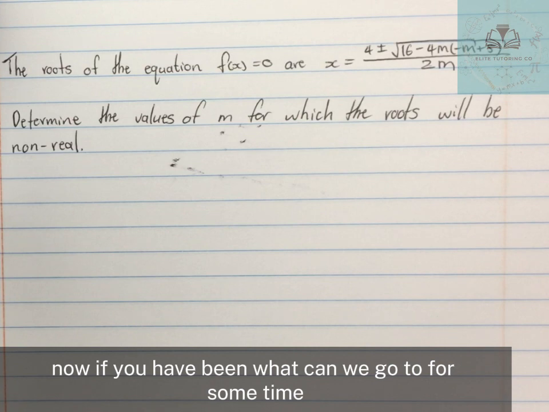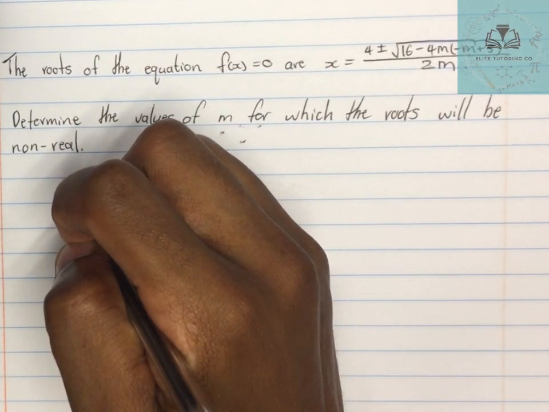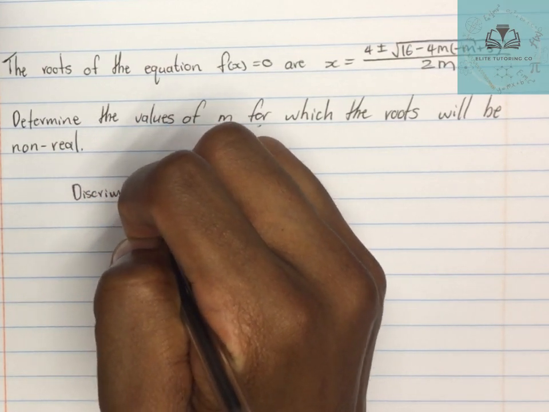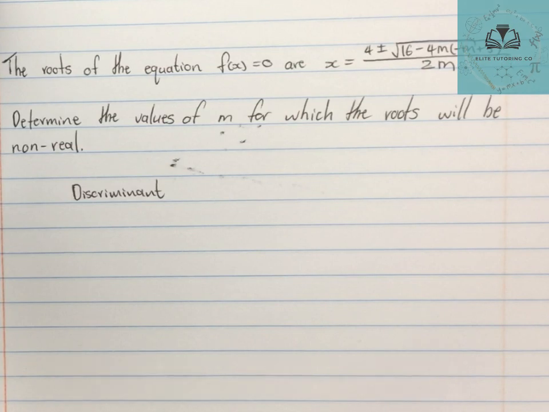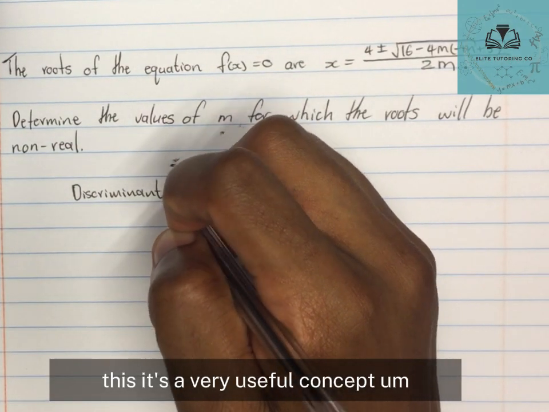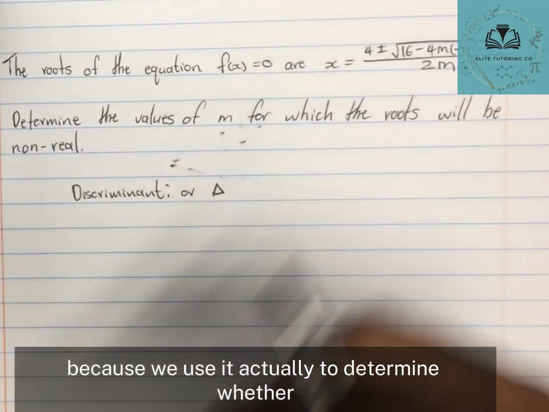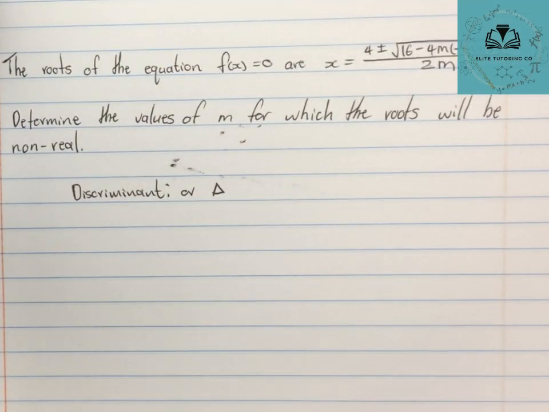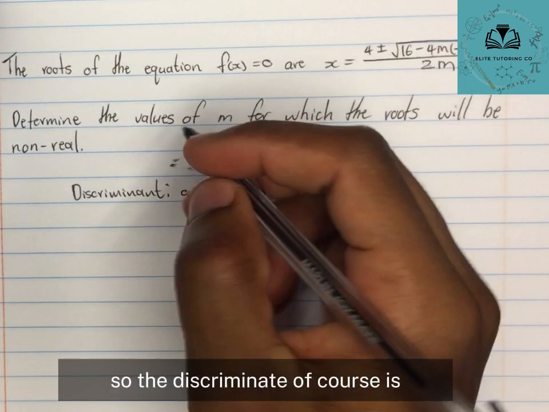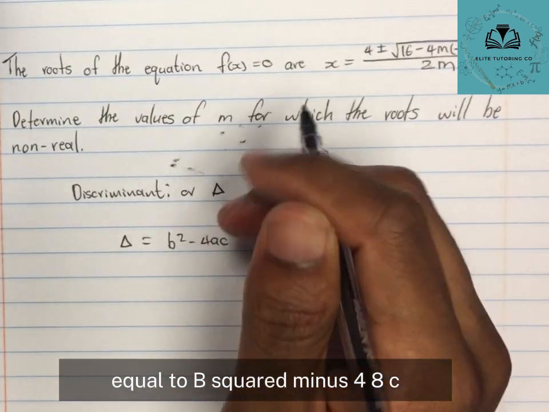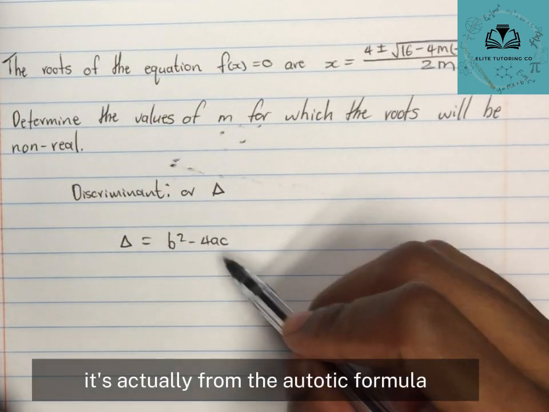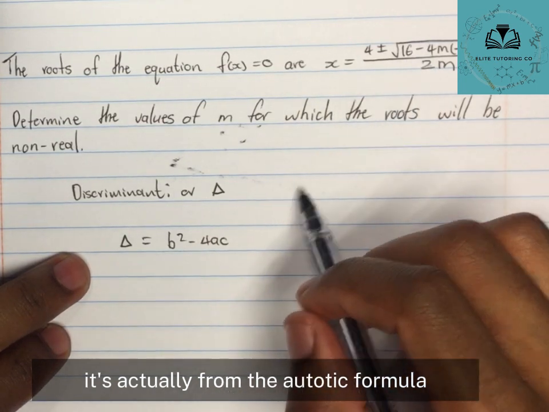Now, if you have been working with roots for some time, you know that there's something that we call the discriminant, right? And it's a very useful concept because we use it to determine whether we have real roots or non-real roots. So the discriminant, of course, is equal to b squared minus 4ac. Now, where is this b squared minus 4ac from? It's actually from the quadratic formula.